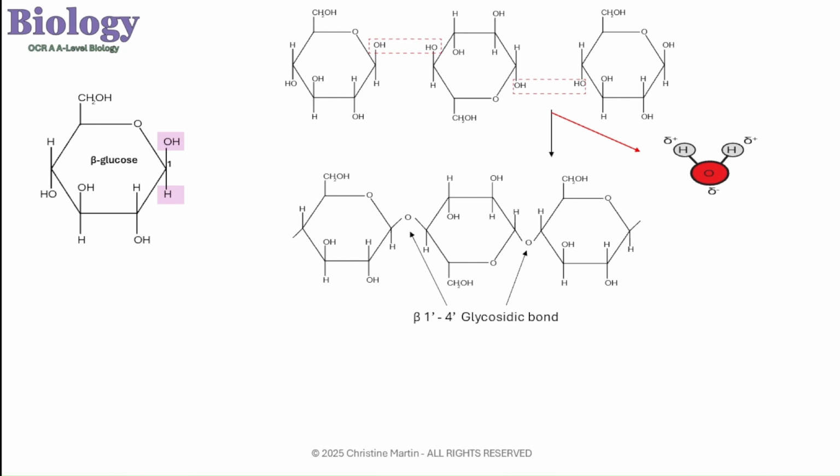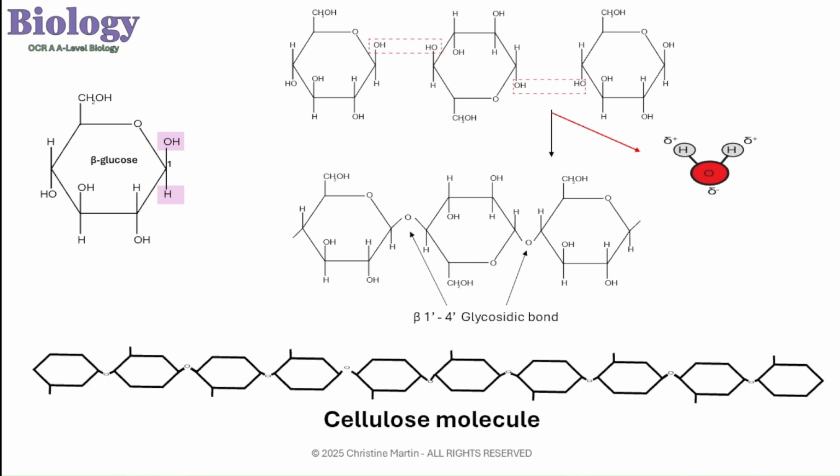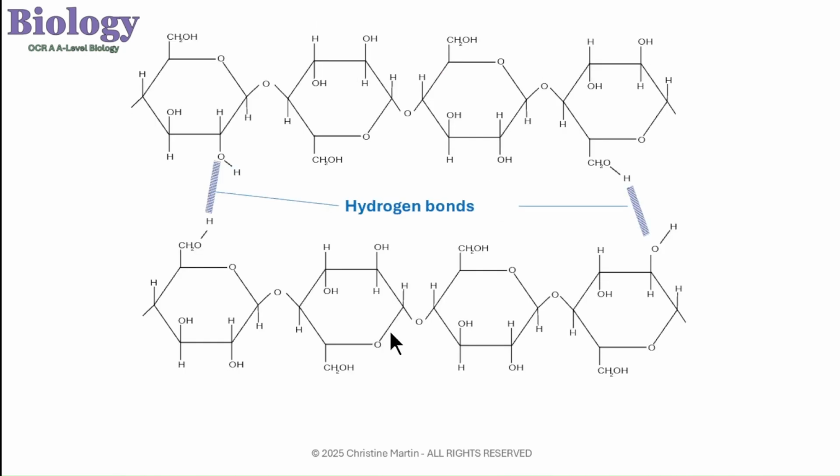Now this rotation ensures that the hydroxyl groups are aligned correctly and results in the formation of a straight, unbranched chain polymer. So that is what we call a cellulose molecule. So the cellulose molecule is this long chain of beta-glucose held together by a 1-4 glycosidic bond. So we have the fact that these parallel cellulose chains lie close together. And because they lie close together, they form what's known as crosslinks by hydrogen bonds.